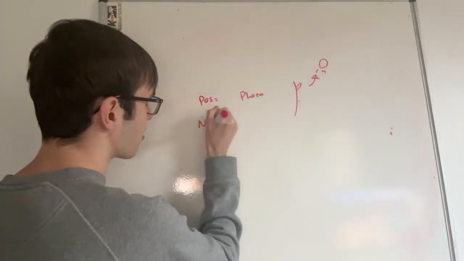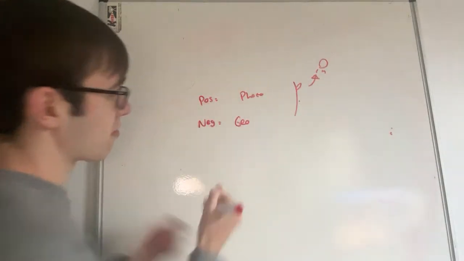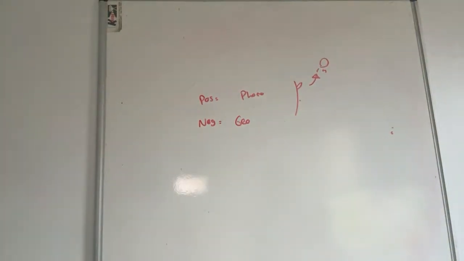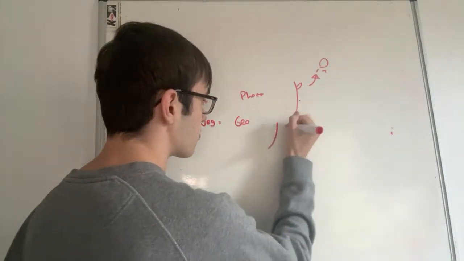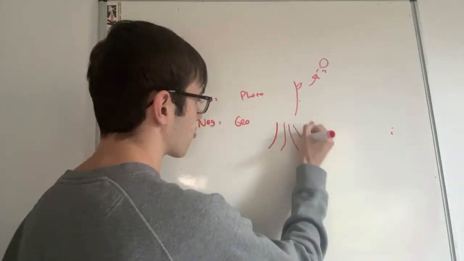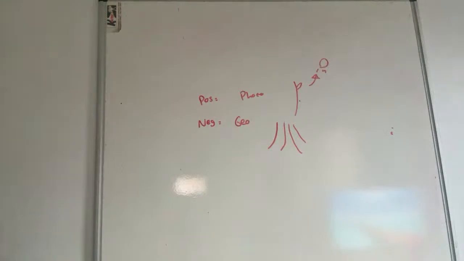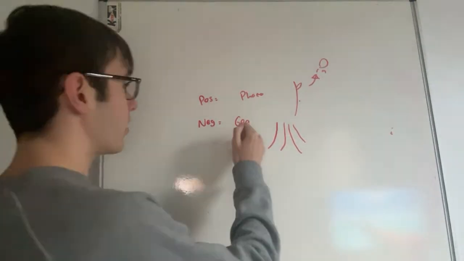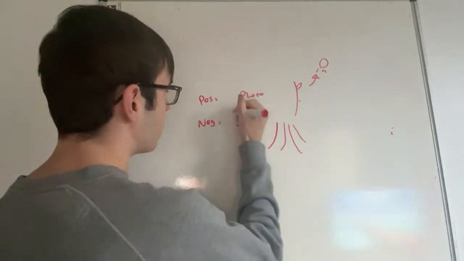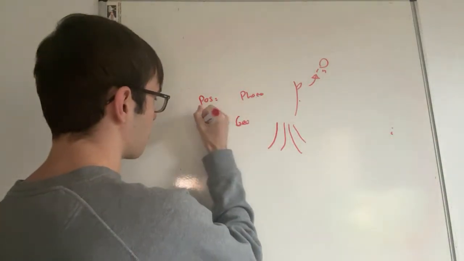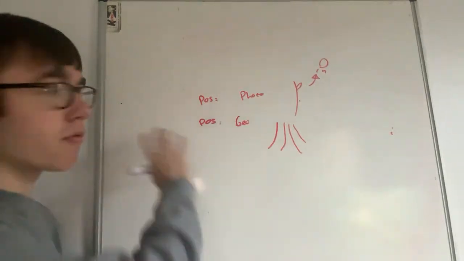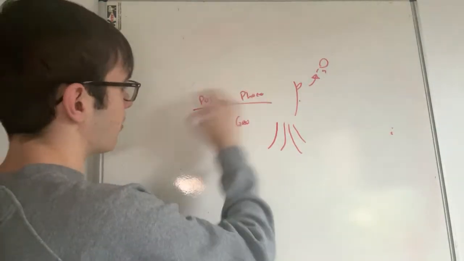It is negative geotropism, I'm pretty sure. Yeah, it's negative geotropism because the roots go towards gravity. No, hold on, I'm really sorry. Okay, it is positive geotropism because they're going towards gravity. But if we're talking about phototropism, then it's negative.